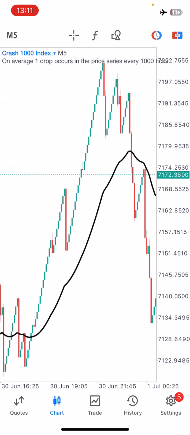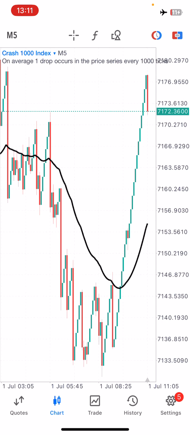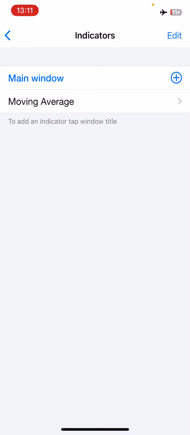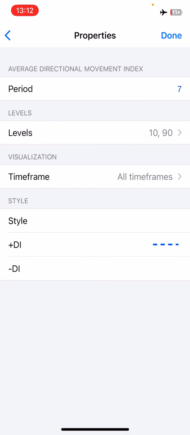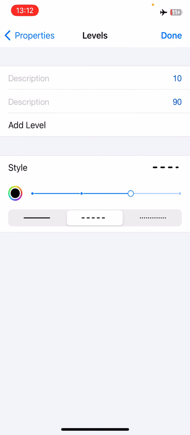As you can see right now, we are on crash 1000 and we are in a 5-minute time frame, because that's the one we're going to be using for this video. The next indicator that we want to install is a very new and very rare indicator. You won't see it around from many mentors, but it is the average directional movement index, and it has the following properties. We've got a period of 7, we've got levels over level 90 and level 10.